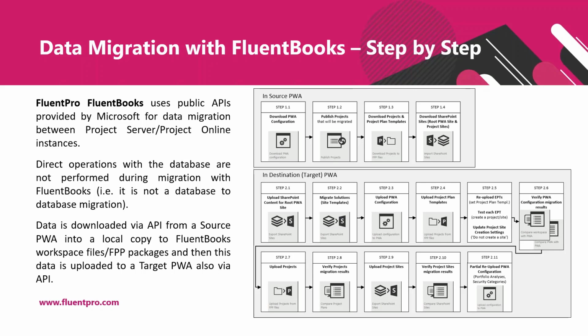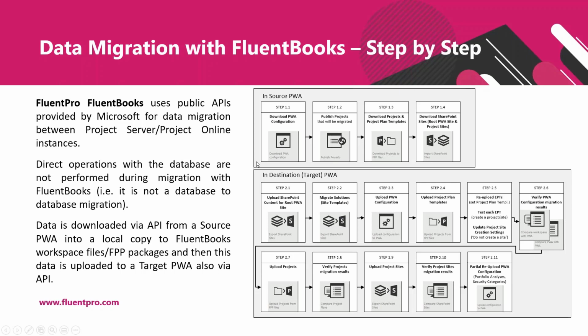The data is downloaded via API from a source PWA as a local copy to FluentBooks workspace files for PWA configuration and SharePoint content, and FPP packages for project plans content. And then this data is uploaded to a destination PWA, also via API. So the following steps should be performed for end-to-end migration during test and production phases. During the delta phase, only part of the steps will be performed.